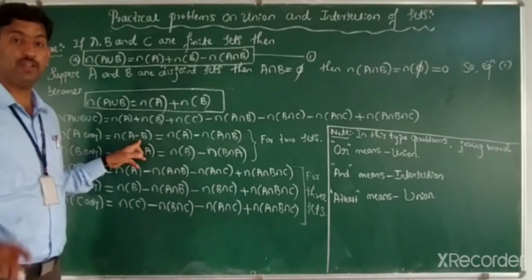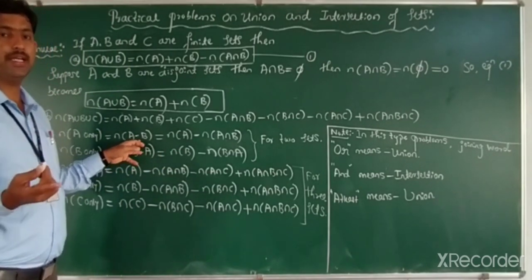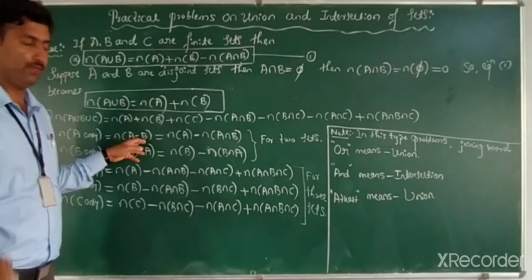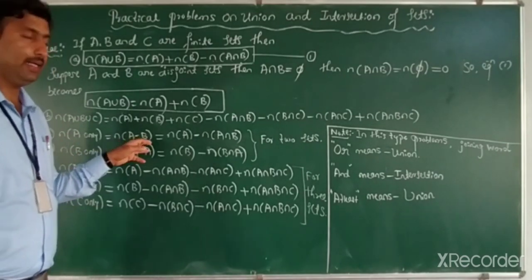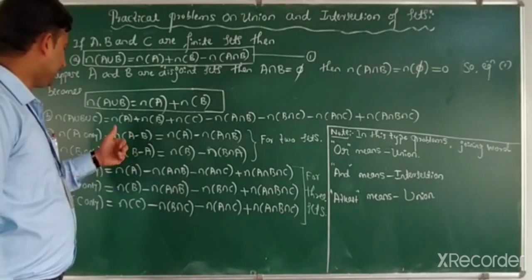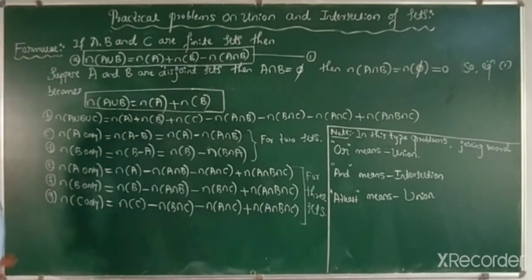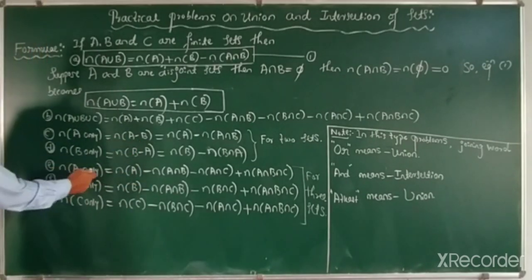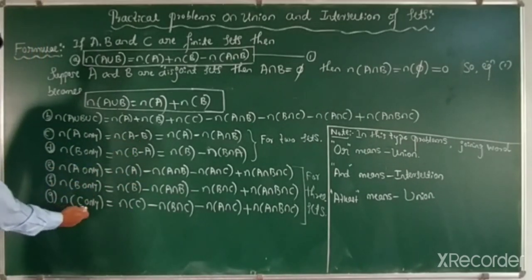n of A minus B, the difference of two sets, is not included in your syllabus. Why? Because some of the topics have been deleted for the academic year 2021. That's why you can leave the method n of A minus B, n of A minus C. If you wish, you can take n of A only, n of B only, n of C only.